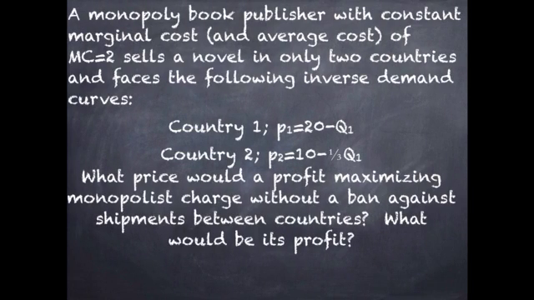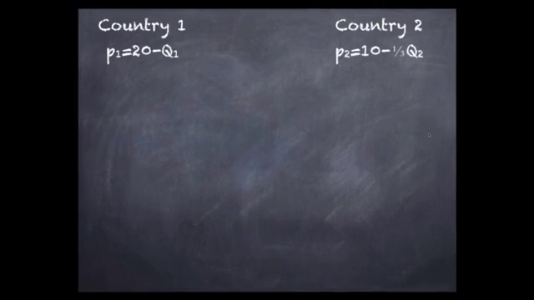Now realize that this situation is going to change without the ban. There is no ban of reshipping books across the borders of these two countries. This monopolist cannot effectively engage in price discrimination. So country 1 and country 2 are now one market. So we have to treat this as one market instead of two separate markets.